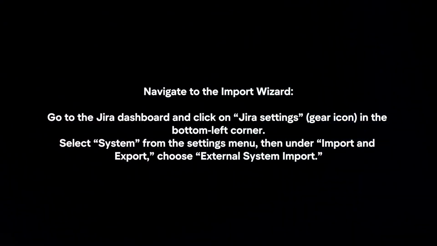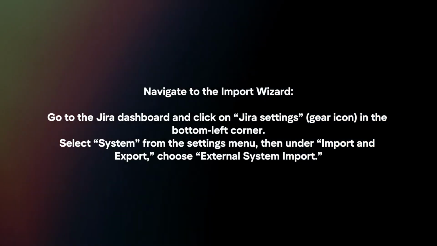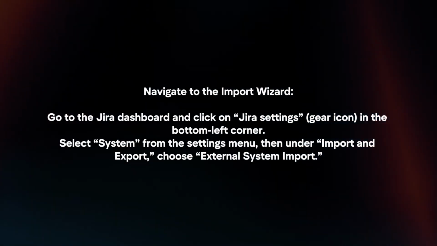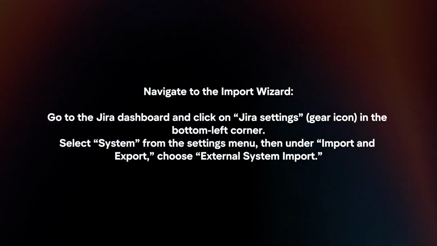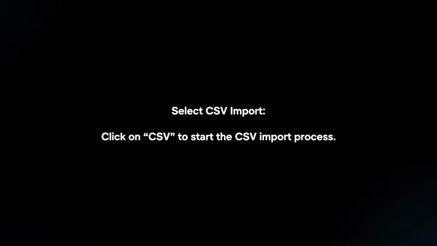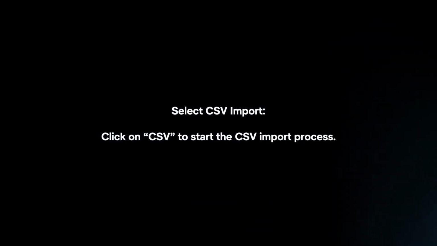Navigate to the import wizard. Go to the Jira dashboard and click on Jira settings in the bottom left corner. Select System from the settings menu, then under Import and Export, choose External System Import. Select CSV Import. Click on CSV to start the CSV import process.